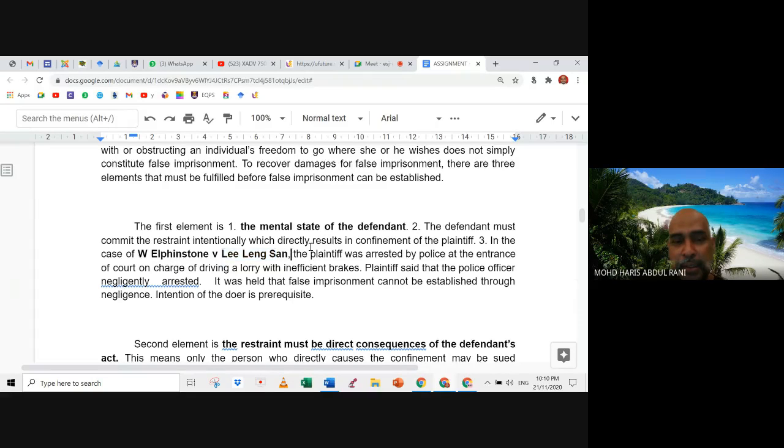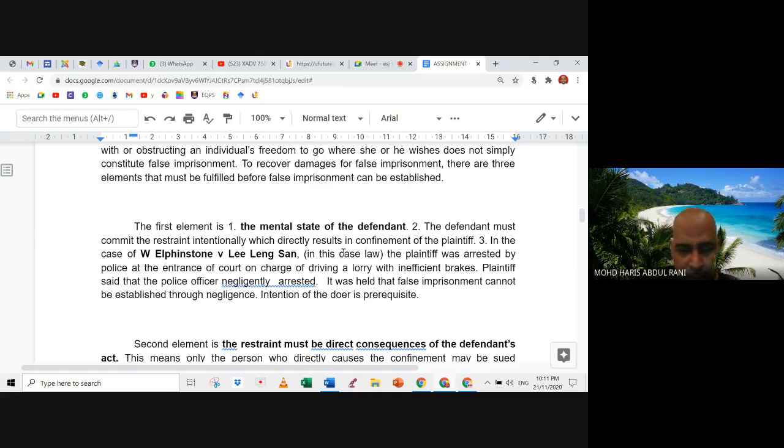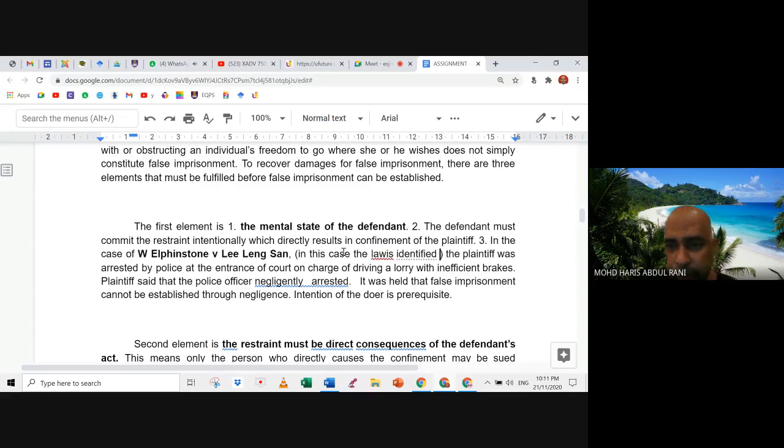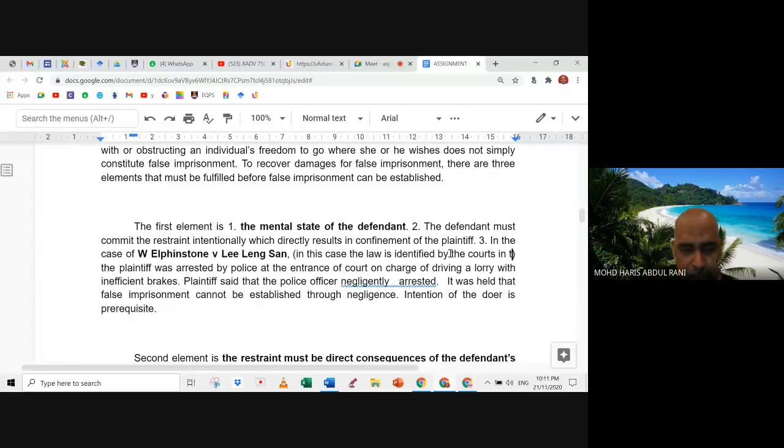Remember what I said that made me angry the other day, about getting married at Kuala. It has to be very specific. Okay, so now about the case, what do you need to say about the case? This is a case law. What does case law mean? In this case, the law is identified. The law is identified by the courts in their judgment.